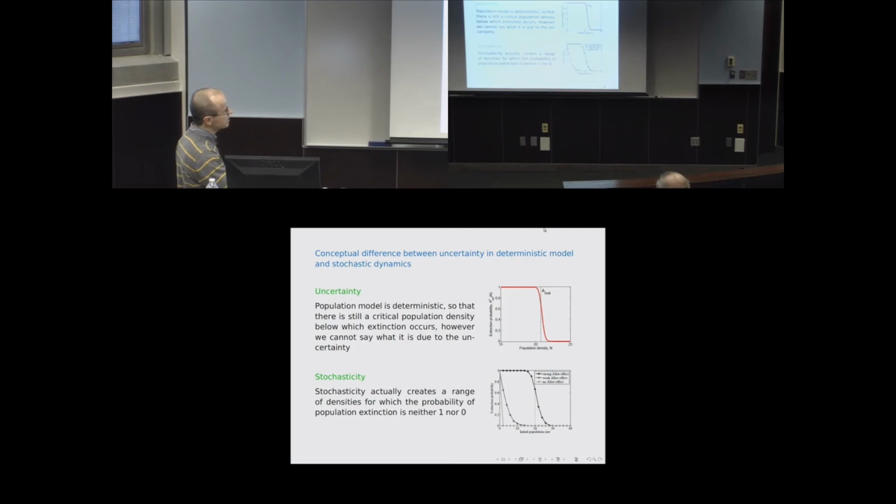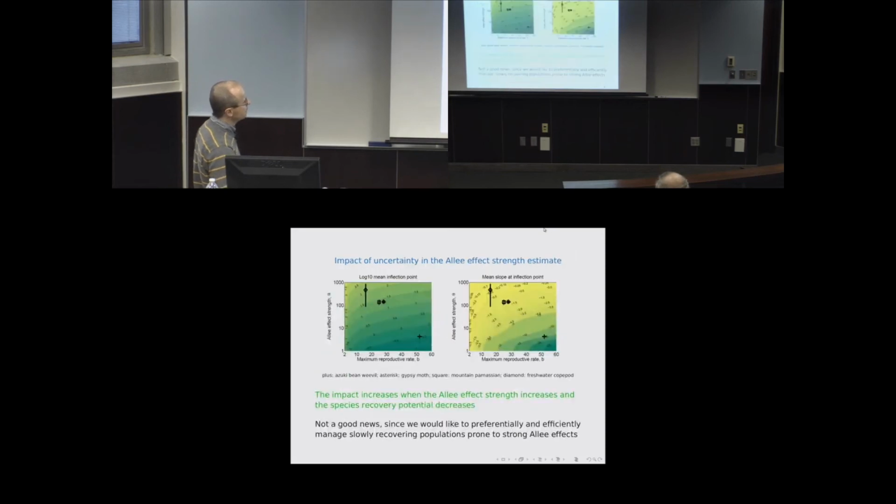But here, in the case of stochasticity, there is no Allee threshold, and the population can survive or go extinct randomly in this transition zone. So there are two conceptual differences between these two things.